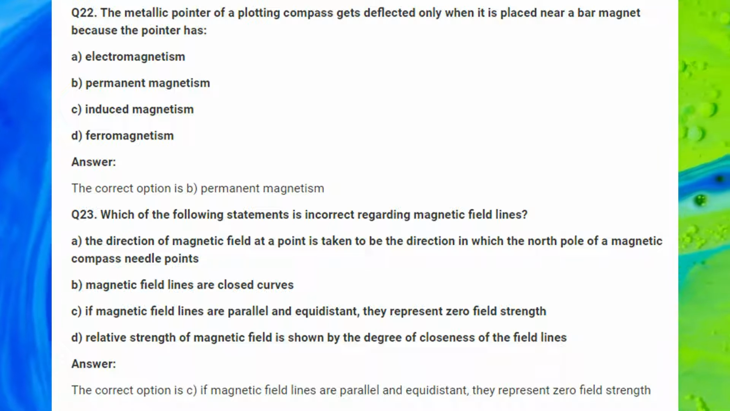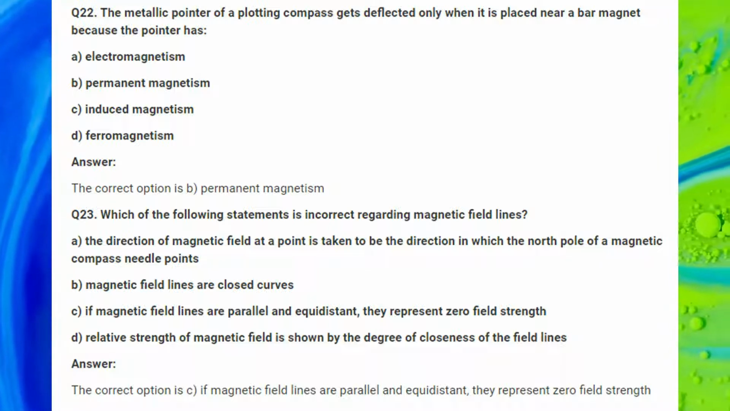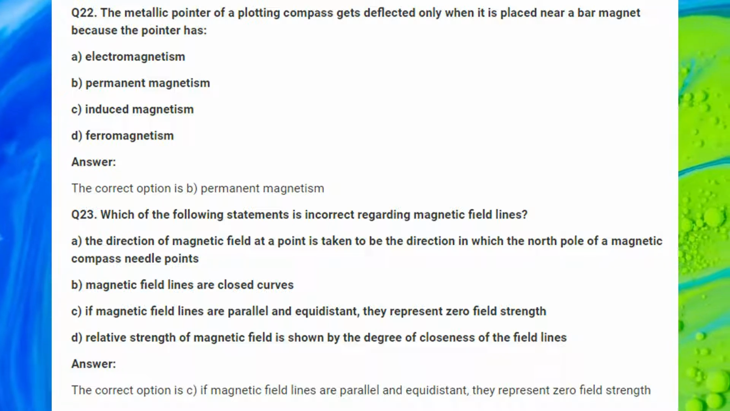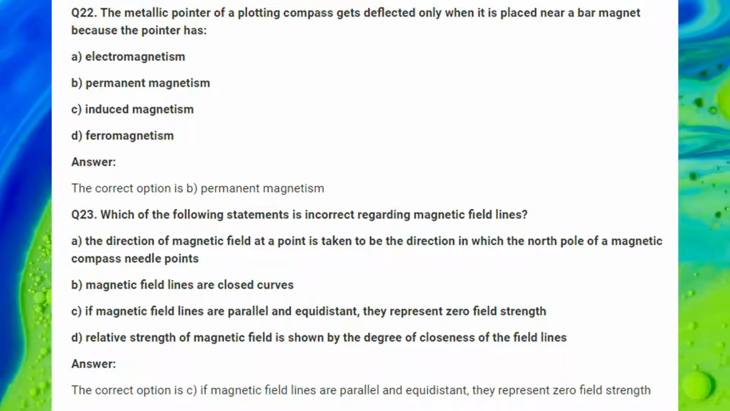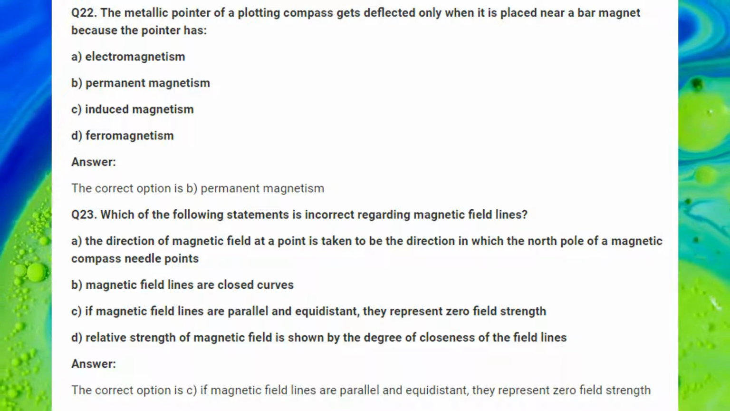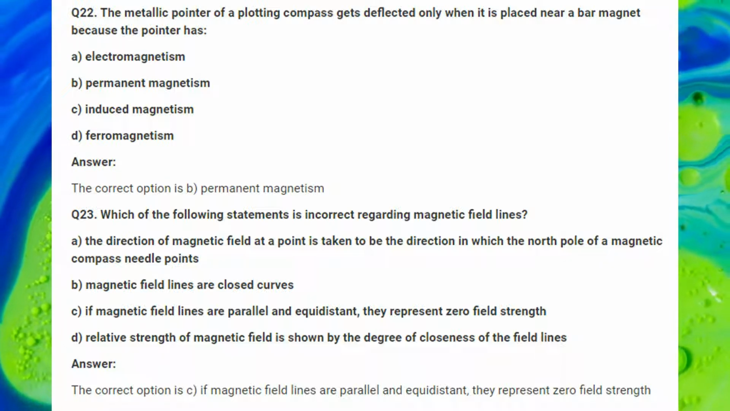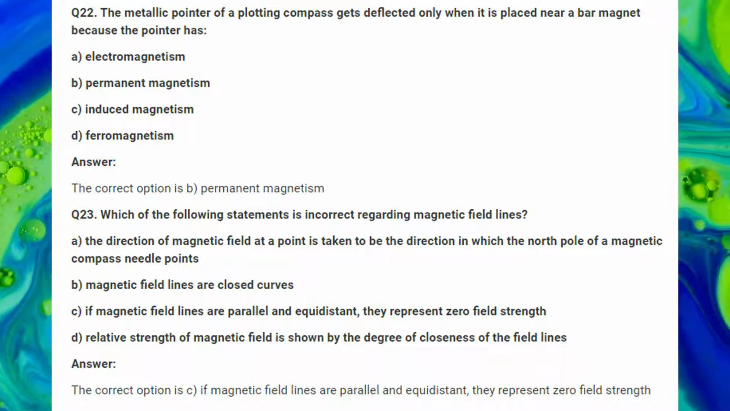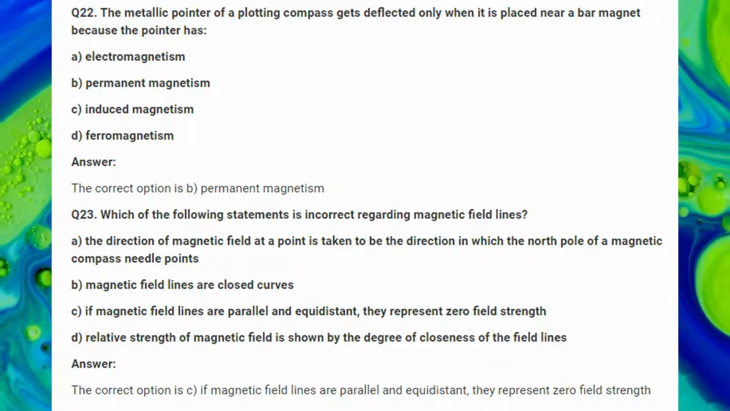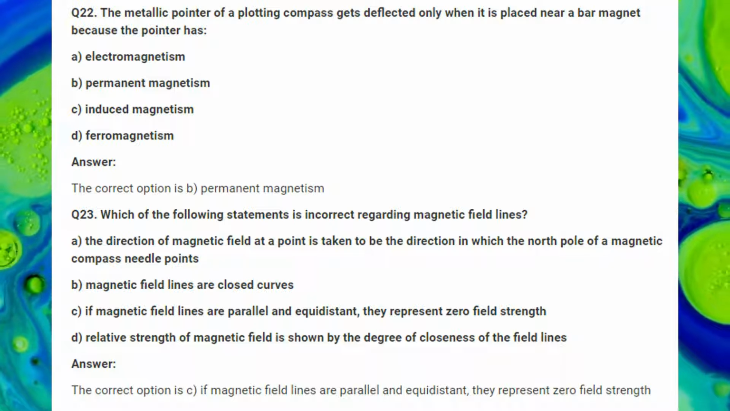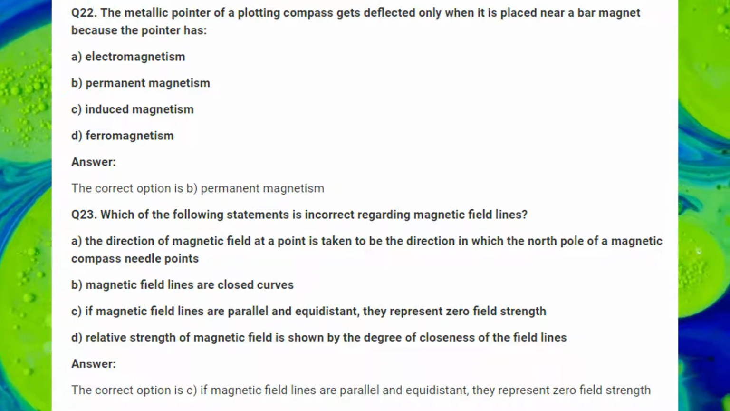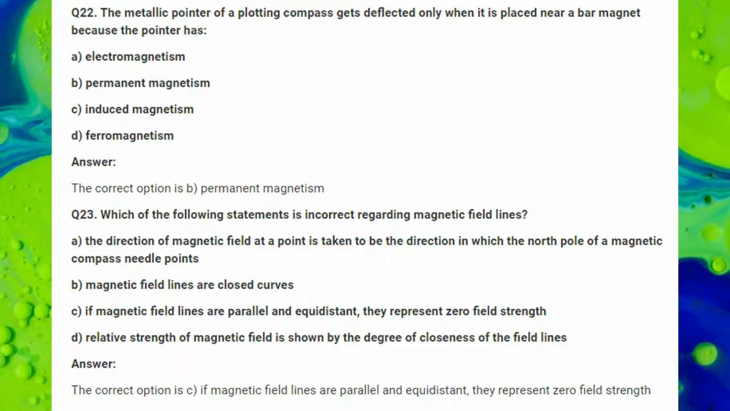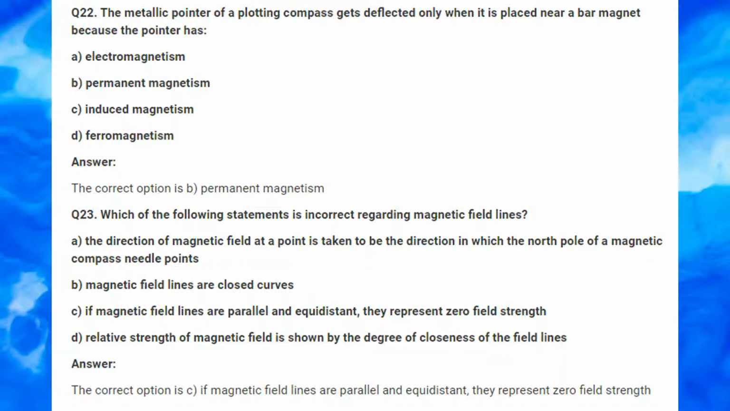Q23. Which of the following statements is incorrect regarding magnetic field lines? A. The direction of magnetic field at a point is taken to be the direction in which the north pole of a magnetic compass needle points. B. Magnetic field lines are closed curves. C. If magnetic field lines are parallel and equidistant, they represent zero field strength. D. Relative strength of magnetic fields is shown by the degree of closeness of the field lines. Answer: the correct option is C. If magnetic field lines are parallel and equidistant, they represent zero field strength.